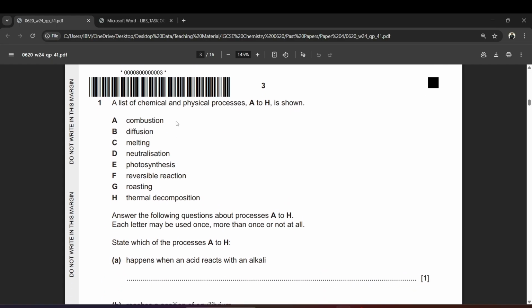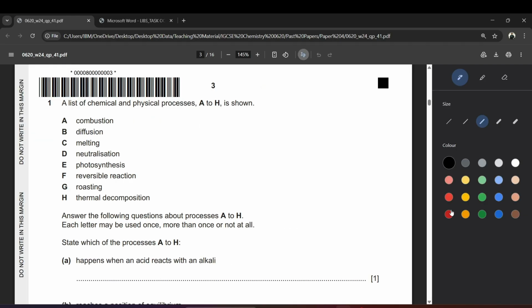Okay, question number 1. A list of chemical and physical processes A to H is shown. So we have a number of processes given here. So we have combustion, diffusion, melting, neutralization, photosynthesis, reversible reaction, roasting, thermal decomposition. Answer the following questions about processes A to H. Each letter may be used once, more than once, or not at all. So whenever you have to give an answer to any question, you don't have to write the entire thing, just write the letter. Okay. All right.